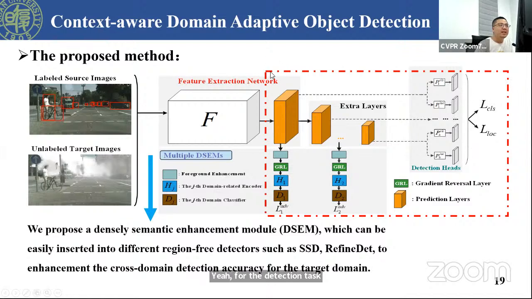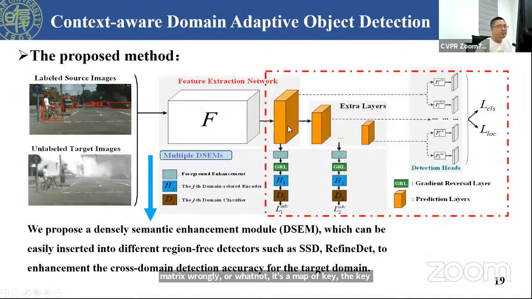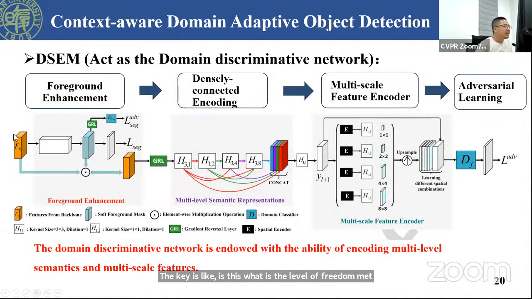This red dotted box is our contribution part. Next, I will give details for each module. First is the DFEM module. The full name of the DFEM module is the densely semantic enhancement module. It is mainly used to extract the dense semantics from the original feature map F_k, which is each level of feature map. So F_k will first go through the backbone.